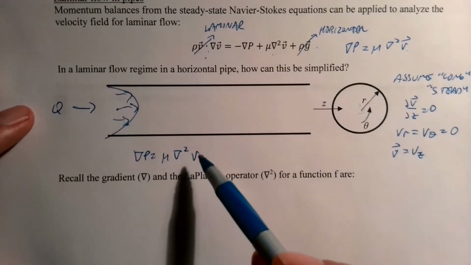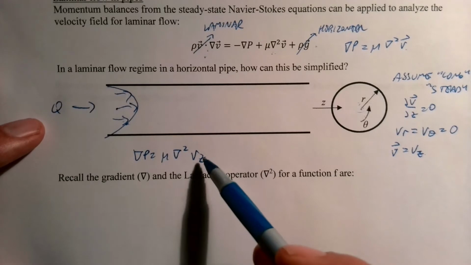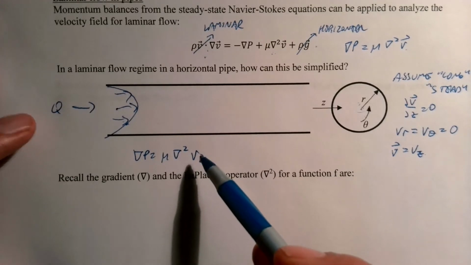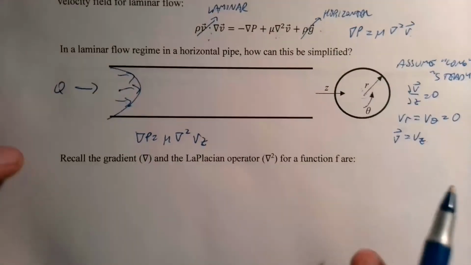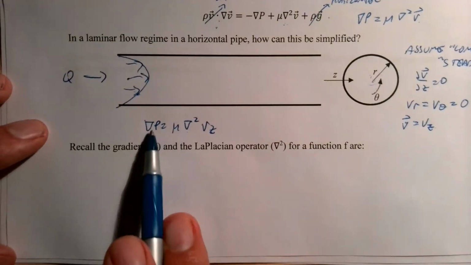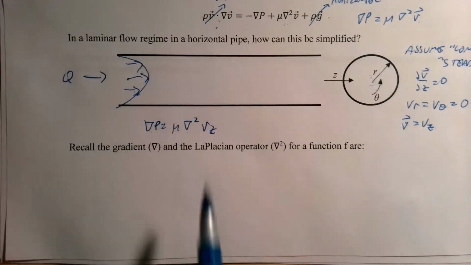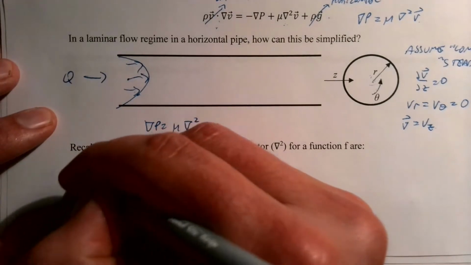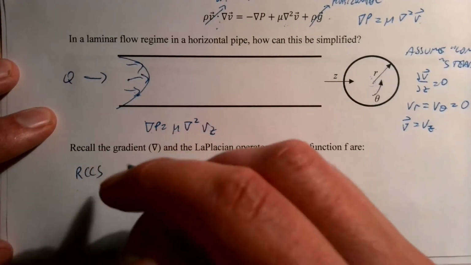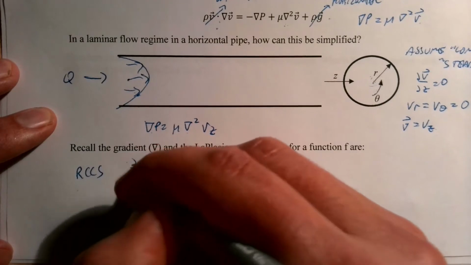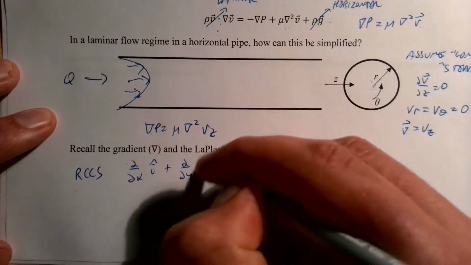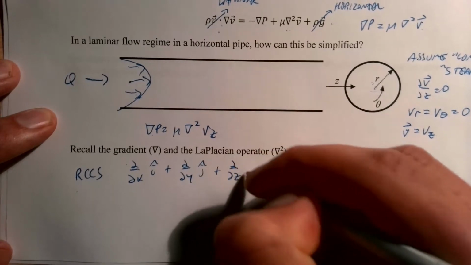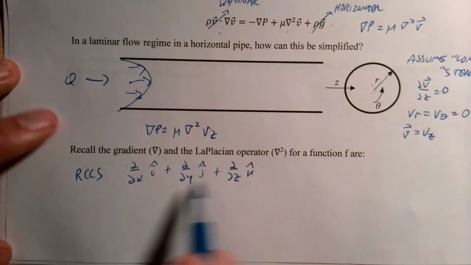So now I'm down to one dependent variable that I'm trying to find, and that makes things a little bit simpler. So now we need to know what to do with these gradient terms. In rectangular Cartesian coordinates, remember that we have d/dx i plus d/dy j plus d/dz k. This is our gradient vector.